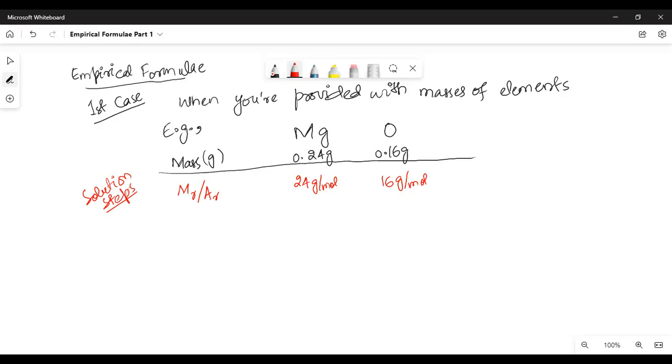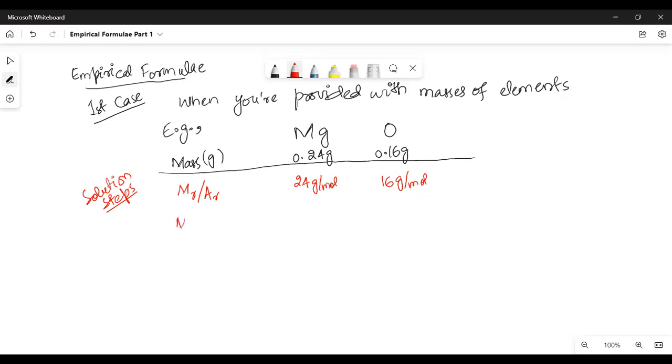If you have a copy of the periodic table in front of you, this should be easy. You can easily refer to it. Open up that periodic table, look it up. You'll find that the mass number of magnesium is 24 and that of oxygen is 16. So it's really easy if you have the periodic table copy with you.